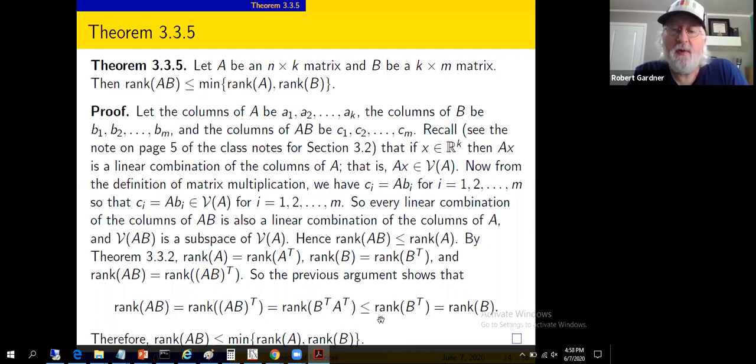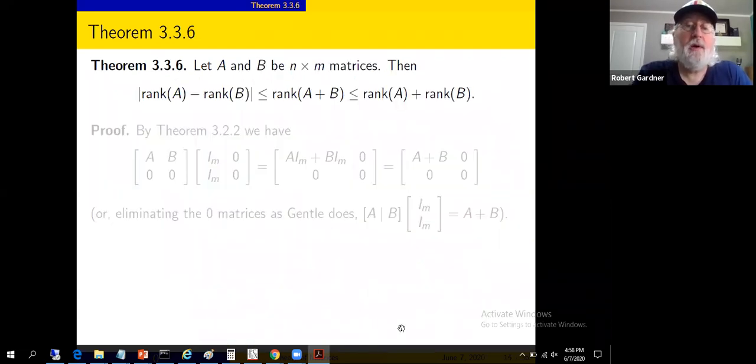But we get from that the inequality used here to get the rank of B transpose. The rank of B transpose is the same as the rank of B, and that's how we get the other part. So the rank of AB is less than or equal to the rank of B. The rank of AB is less than or equal to the rank of A from above. So the rank of AB is less than or equal to the smaller of the two, because it's less than or equal to both of them.